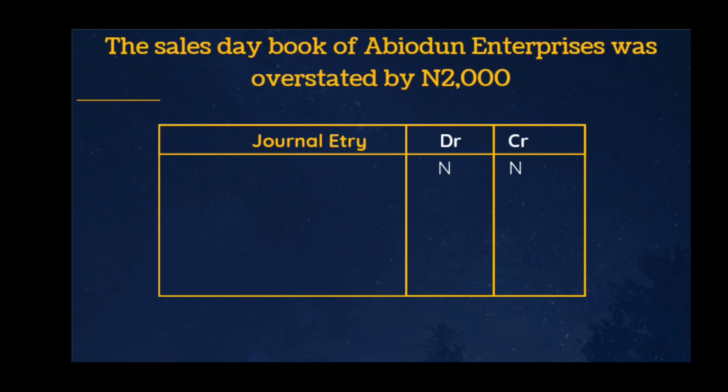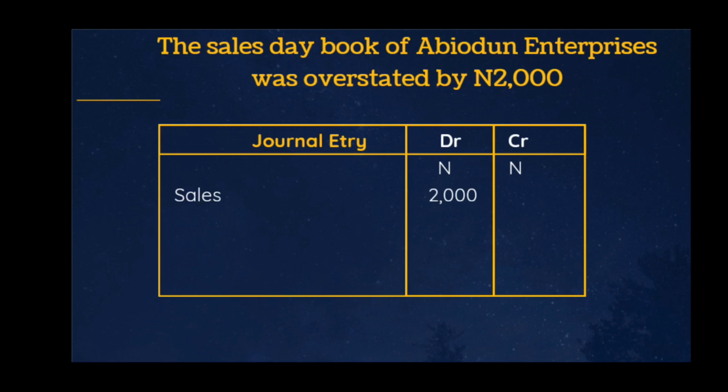I said the sales account will be debited with 2,000 naira. That is sales account 2,000 naira. That's the journal treatment for it, while the suspense account will be credited with 2,000 naira. That is suspense 2,000 naira.